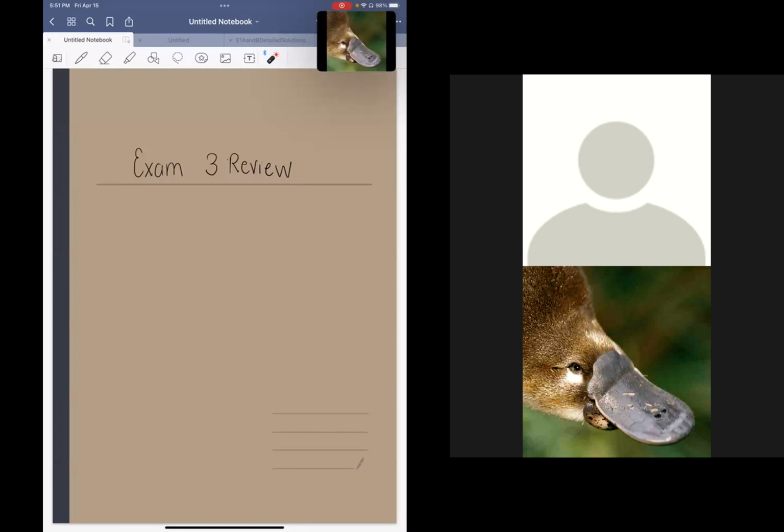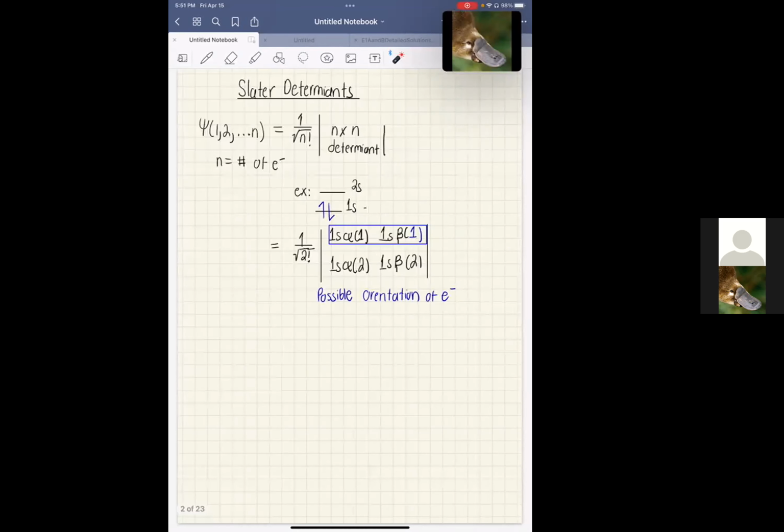So, hi guys, we're doing an exam pre-review for your PChem 2 exam. First off, our first topic is going to be a slight thing about Slater determinants. I'm not sure if it's going to be on your exam because you did the multi-electron wave functions in your old exam, so I was happy to include it this year just in case.